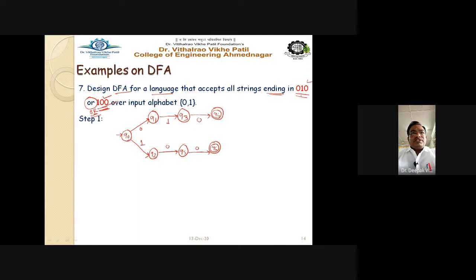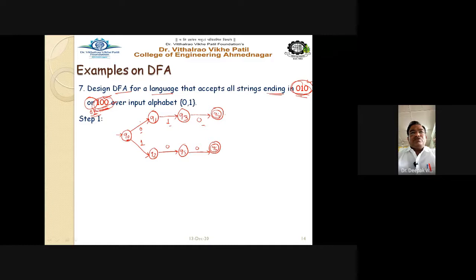So I start drawing: Q0 on 0 goes to Q1, Q1 on 1 goes to Q3, and Q3 on 0 goes to Q4. Mark Q4 as a final state. So this is a valid case. Now go to the next input. Take the next input.